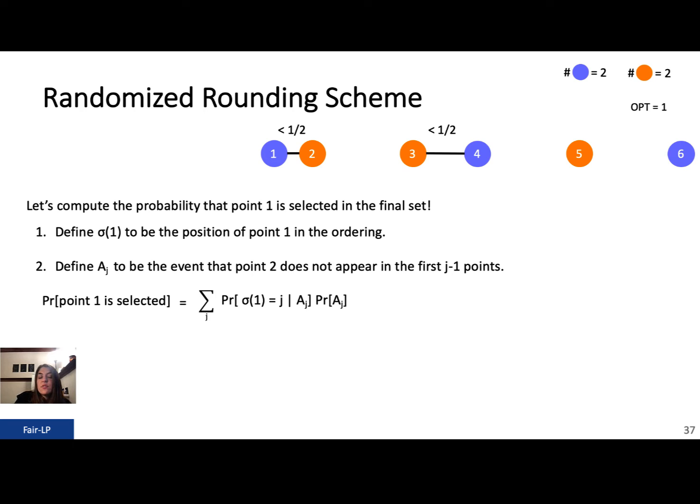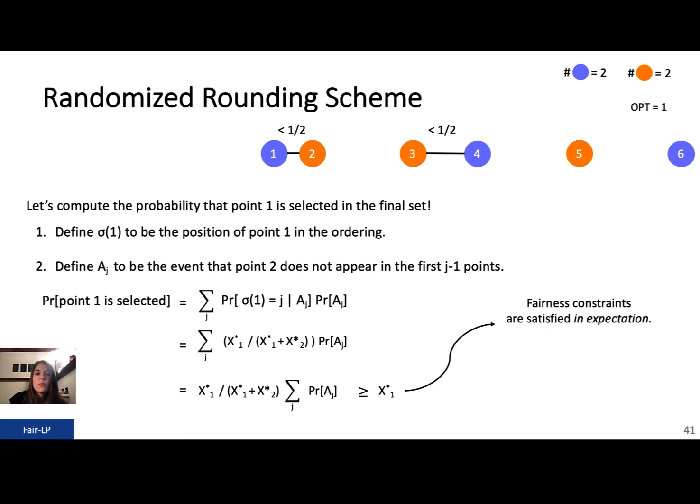By Bayes' rule, we get the following formula, while the conditional probability here is defined as shown in the slides. Of course, I am again hiding technical details as to why we define the probability of sampling point 1 in position j this way, but ultimately we want the probability of selecting a point in the final set to be at least equal to its x value obtained by the linear program. This allows us to argue that fairness constraints will be satisfied in expectation for every color.